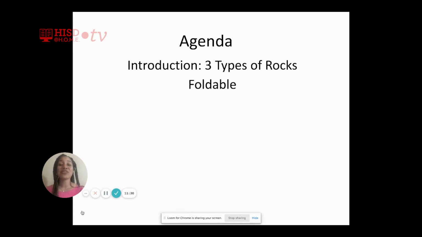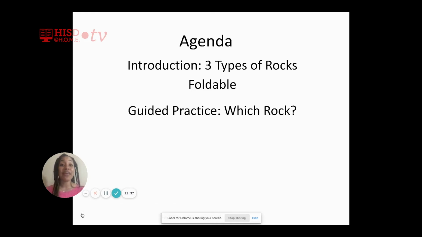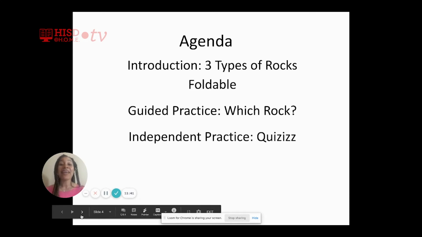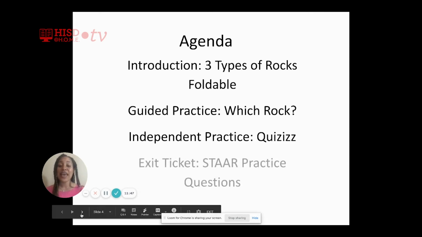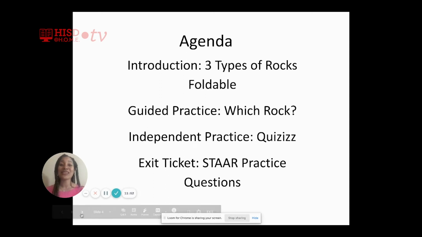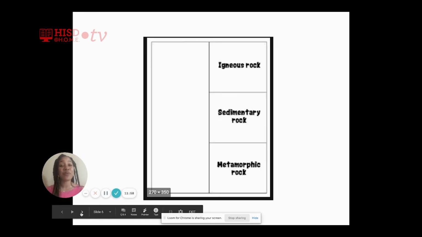First thing we're going to do is create a foldable of the three types of rocks. And then we will together complete an assignment called Which Rock? And then for our independent practice, we'll practice some multiple choice questions using a quiz. And then last but not least, we'll practice a STAR practice question because the STAR test is just around the corner in May. The materials you will need for this session include just paper and pencil.